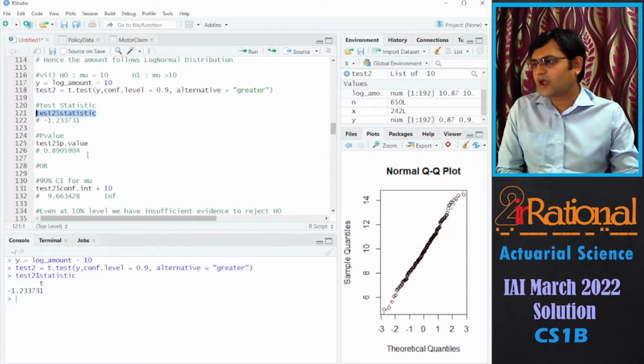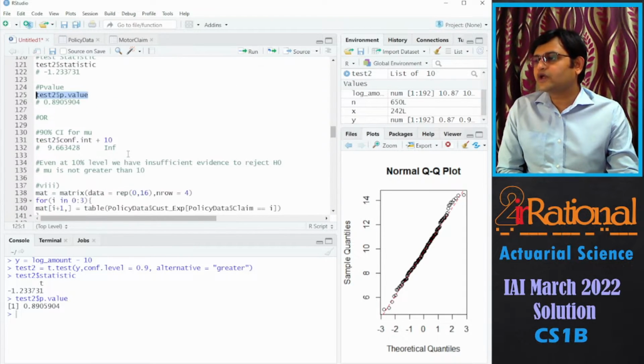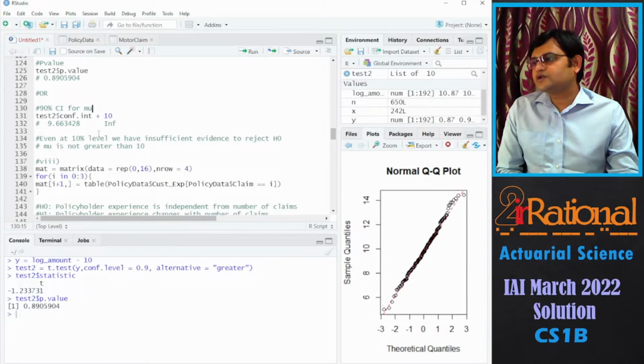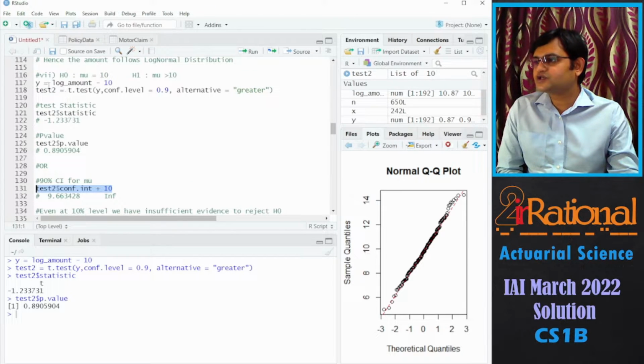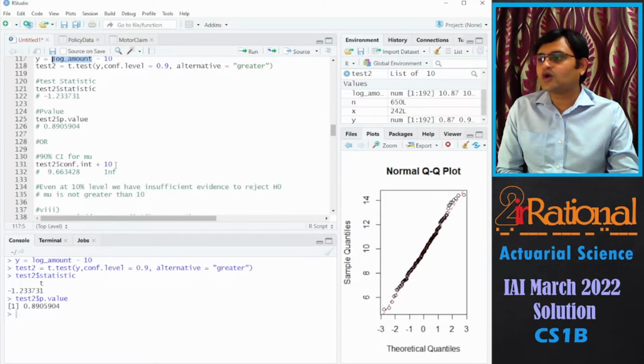Okay. And our p-value will be this. You can definitely write in terms of p-value, or you can also comment it according to the confidence interval. So for the 90% confidence interval, you can take test$conf.int plus 10, because again this is the confidence interval of y. If I want the confidence interval of log amount, I will be adding 10 to all of the values.